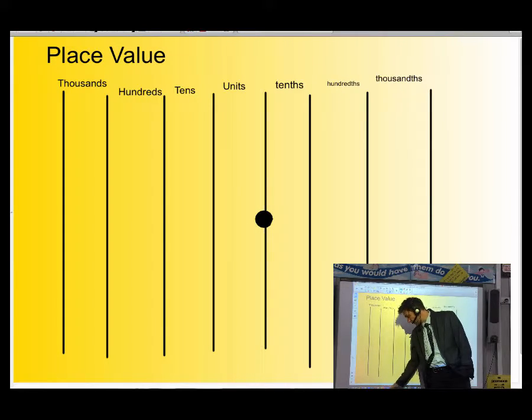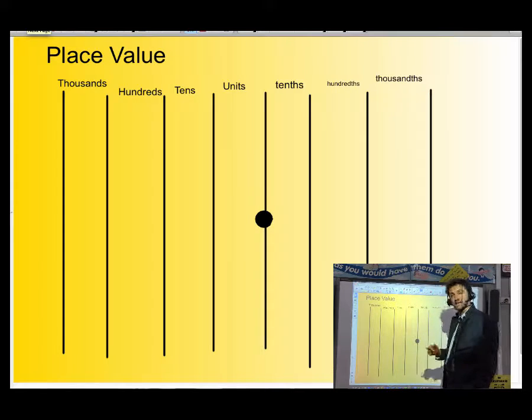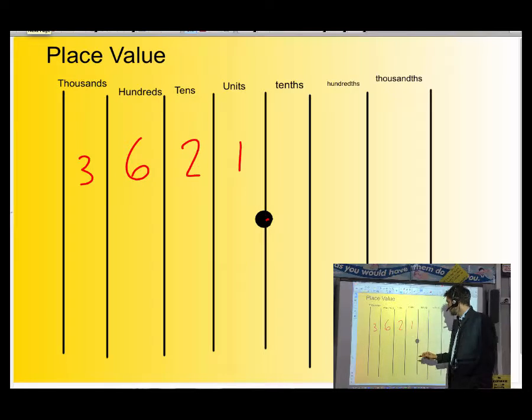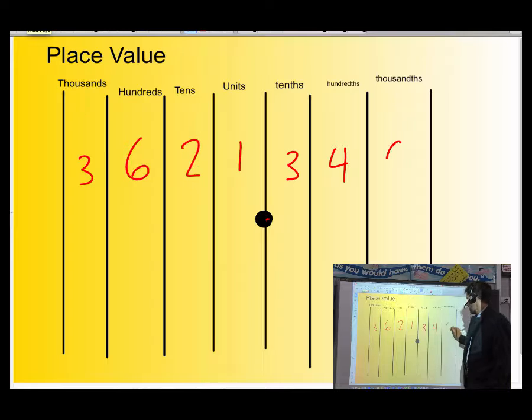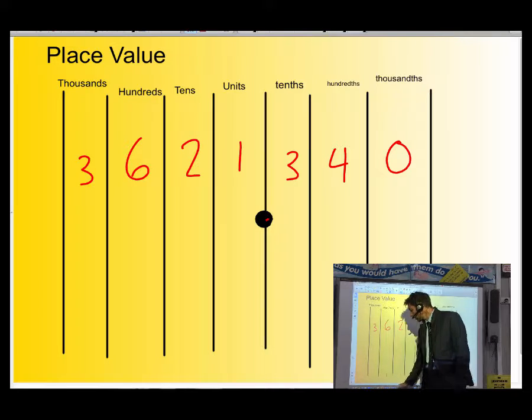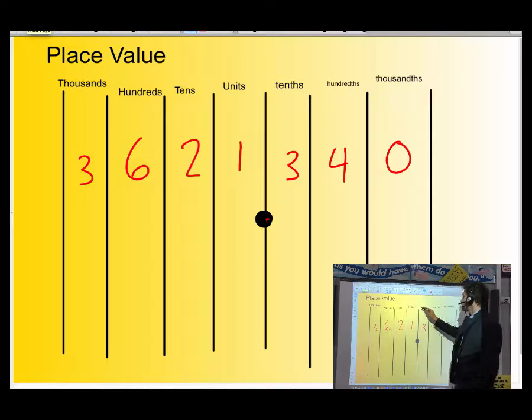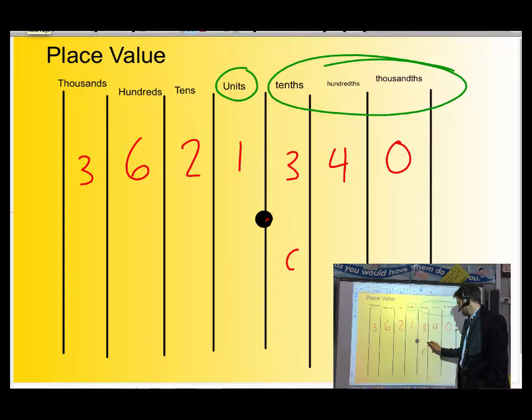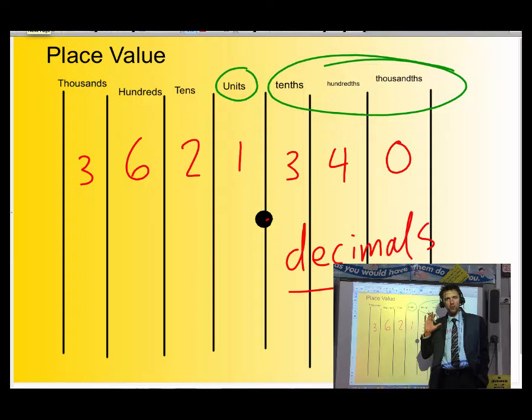Now I know you've seen this place value chart. It's worth a brief reminder. Here's a number, for example, 3,621.340. Today we're really focusing in on the tenths, the hundredths and the thousandths, because they are, of course, what we call decimal values. So let's have a look at that.